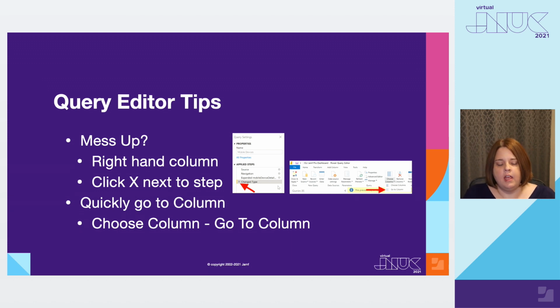The next thing is, if you want to quickly go back to a column, you can select column, go to column. And then that's an easy way to just search for a specific area. Like if you're trying to see if there's specific information in there that you're interested in, that's a quick and easy way to go find that.